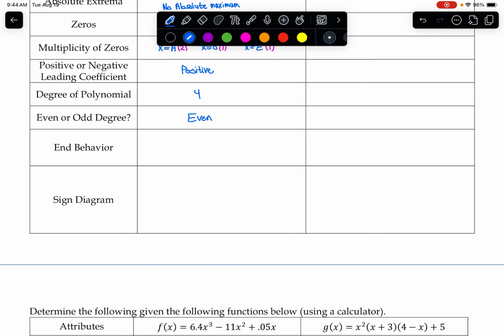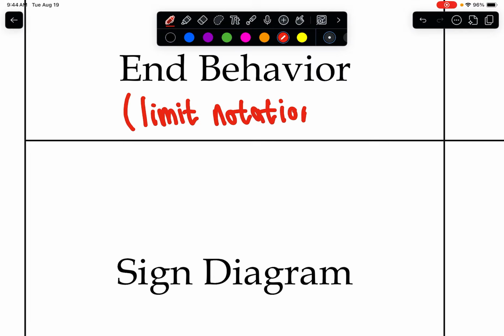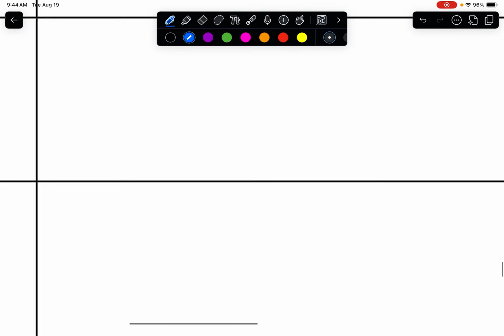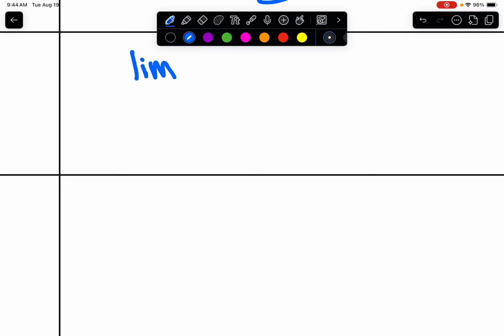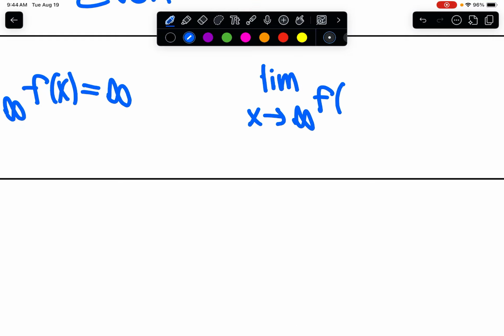And then we're going to write the end behavior in limit notation. When I say end behavior, it's implied that you're going to do limit notation. I shouldn't have to tell you that we're doing limit notation. So over here, the limit as x is approaching negative infinity of f of x is going to be equal to positive infinity. And then the limit as x is approaching positive infinity of f of x is going to be equal to positive infinity.